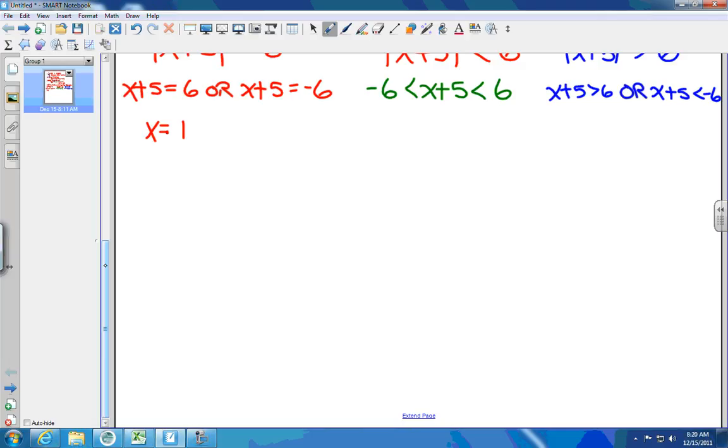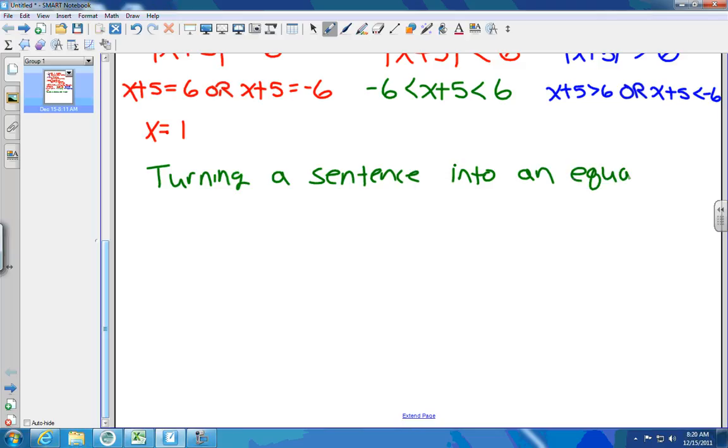Next thing I see, turning a sentence into an equation. That should be pretty simple. So it might say a number increased by 7 is equal to 4. And you have to actually write the equation out. And you'll have the answer choices there also.